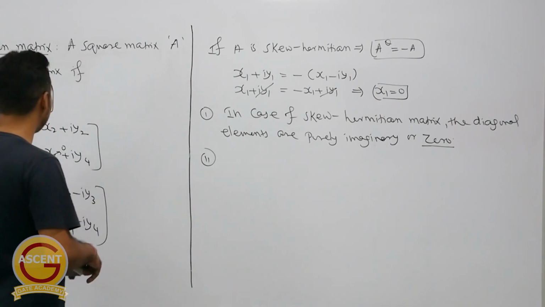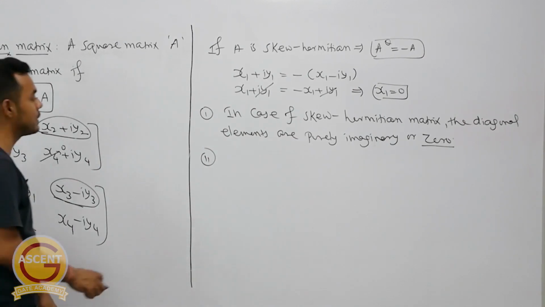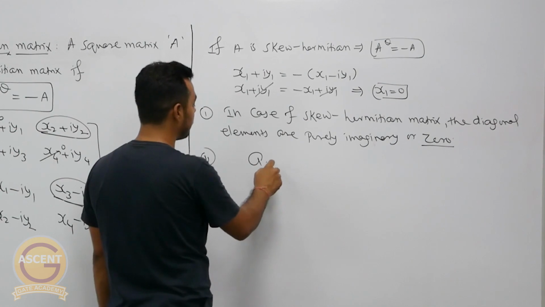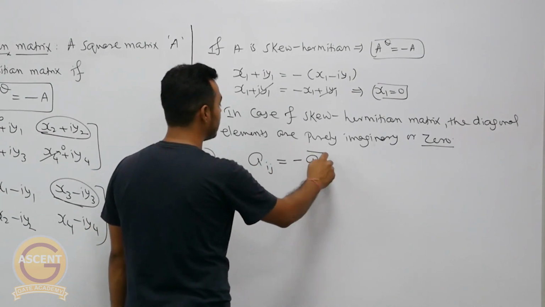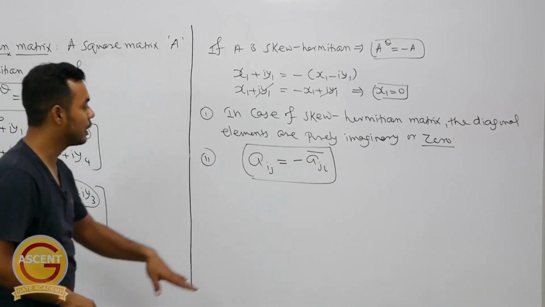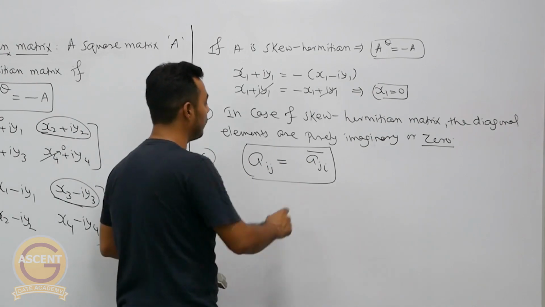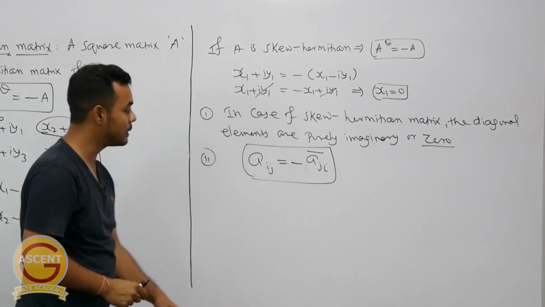And the second important point is, if conjugate transpose of A is negative of A, this means x2 plus iota y2 is negative of x3 minus iota y3. Now this is nothing but conjugate of this element. So this means the second definition of a Skew-Hermitian matrix will be Aij is negative conjugate of Aji. So this is the second definition of a Skew-Hermitian matrix. Now if you know this definition, then again you don't have to do any calculation. You can directly tell whether a matrix is Skew-Hermitian or not.